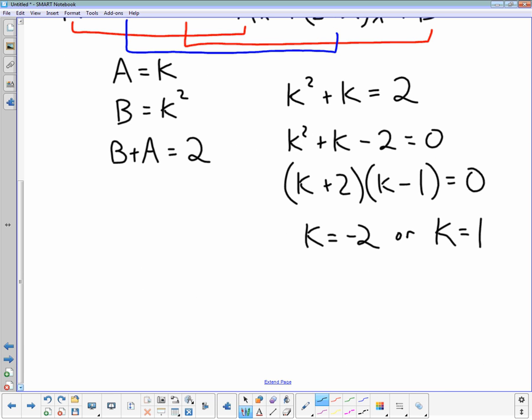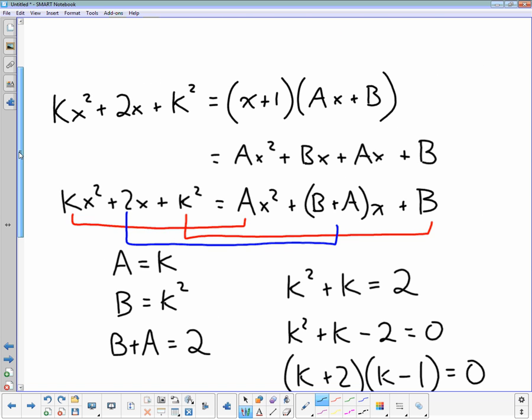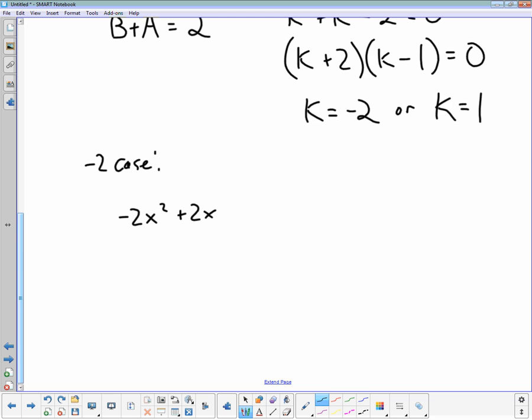So now we can go, let's do the -2 case. We get -2x squared plus 2x plus 4, was it? Or was it minus k? It was plus. Okay. Plus 4 is equal to, now again we have x plus 1 and ax plus b. And now we can find those factors. You can find ax plus b for this case.